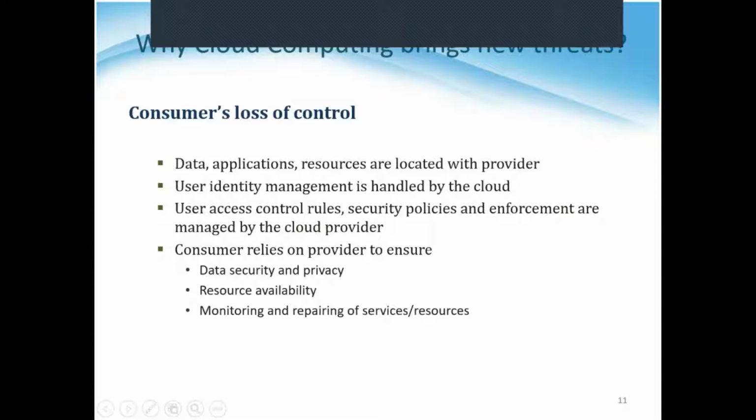So what can the consumer do? The consumer relies on the provider to ensure data security and privacy, resource availability, and monitoring and repairing of service and resources. These are other important elements of consumer loss of control. As the consumer, I may not have direct control over data security and privacy, I cannot utilize the resource availability to the maximum, and I cannot monitor or repair anything that happens.